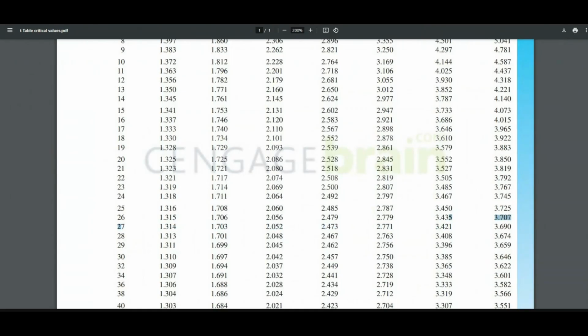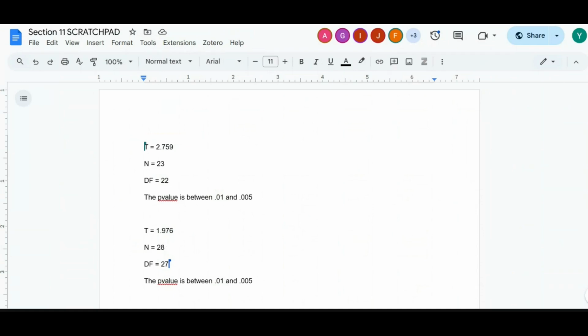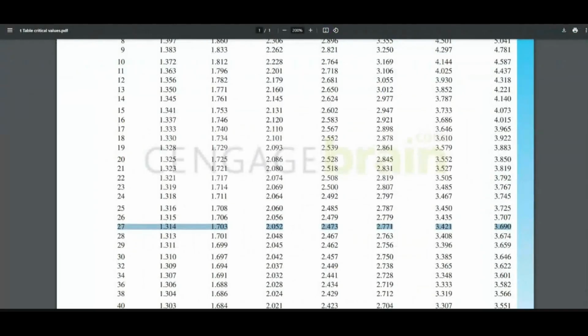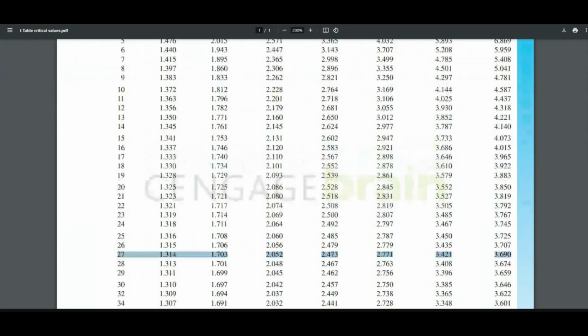Okay, what was my t statistic again? I can't even remember. I made something up. Okay, 1.976. So where's 1.976? 1.976 is between what and what? This and this. Did you see that? So second and third columns. Therefore, your p-value is between.